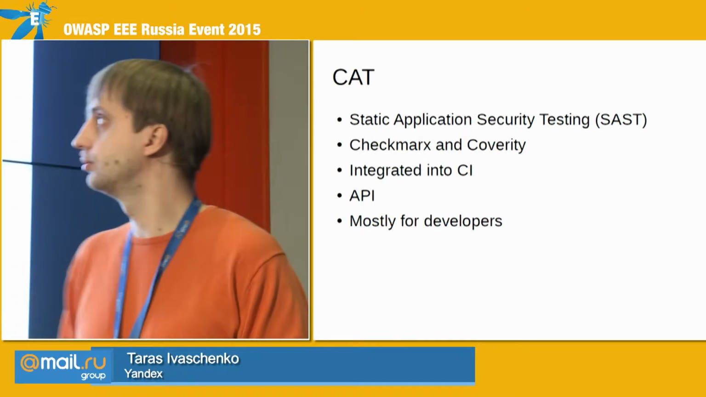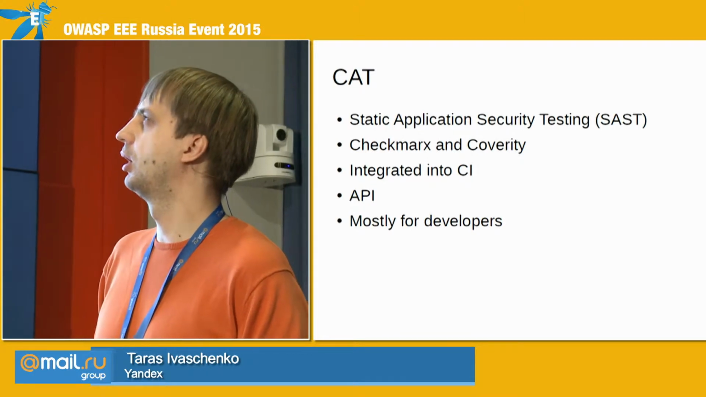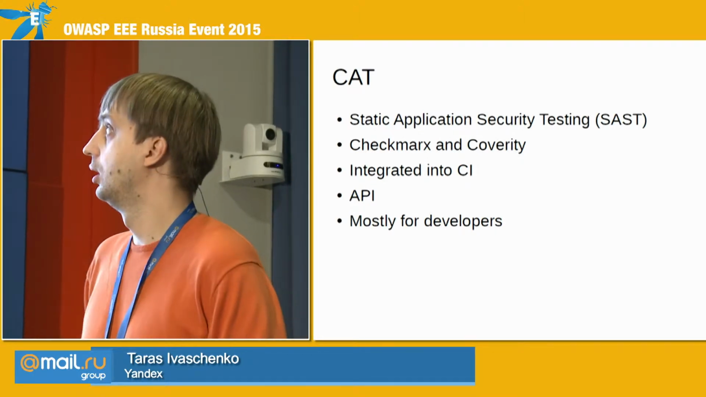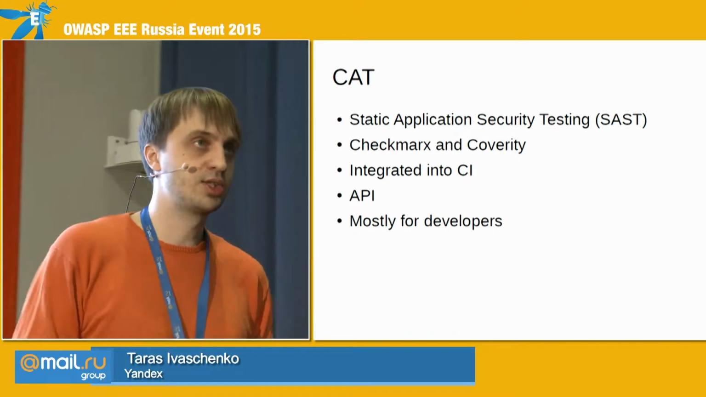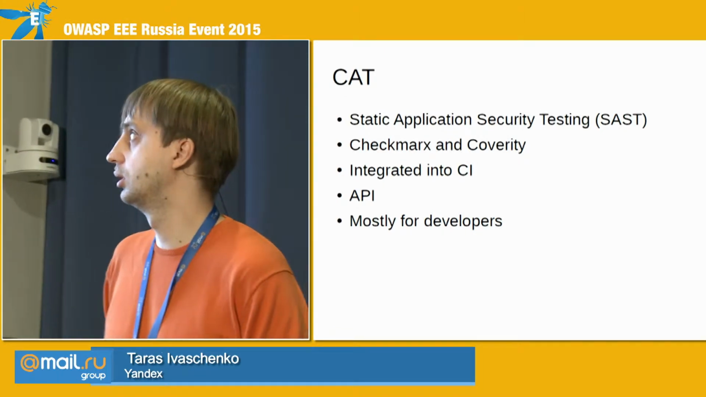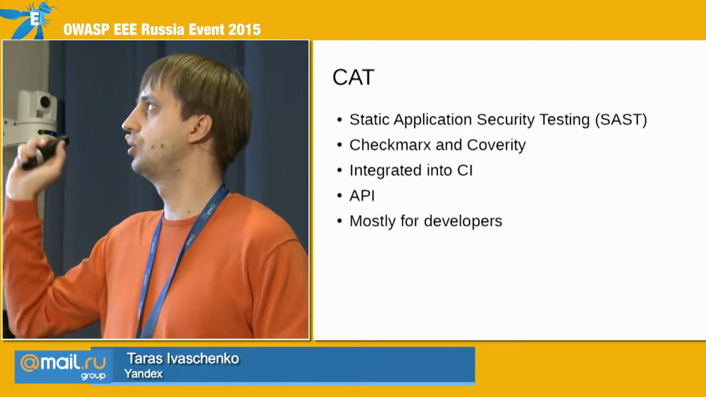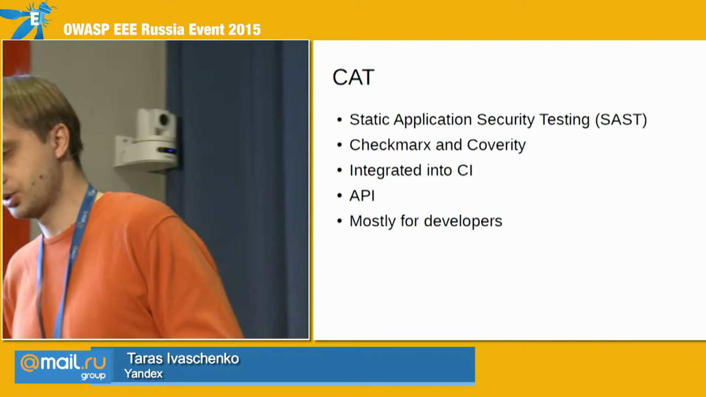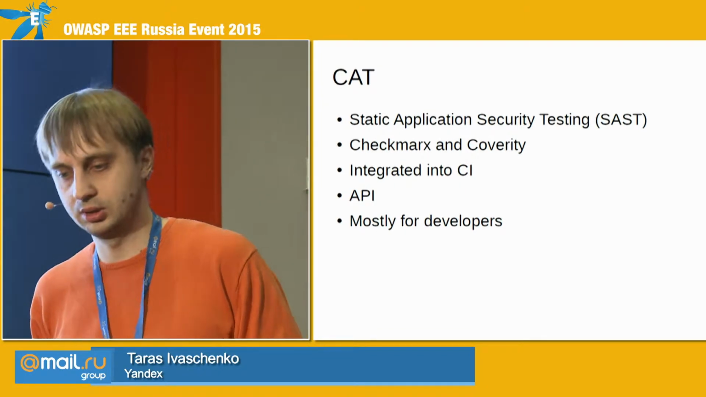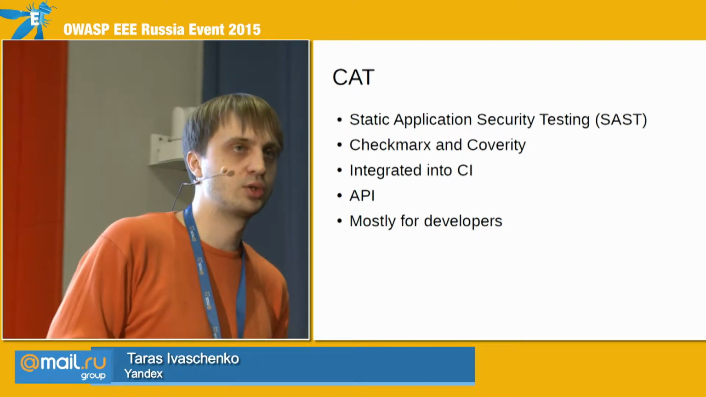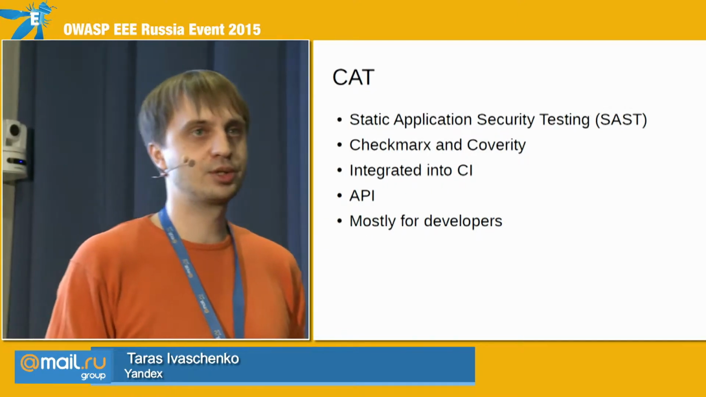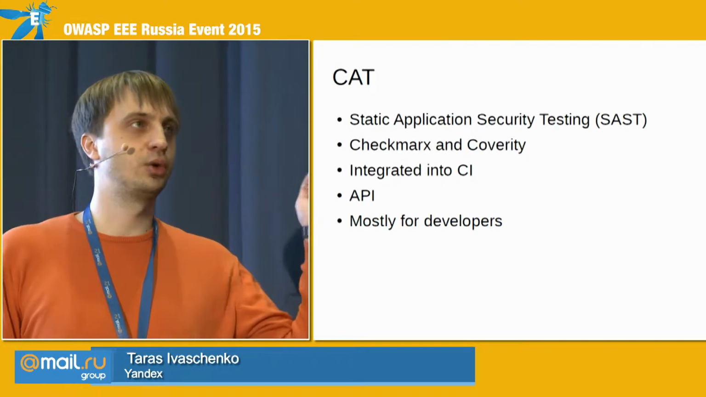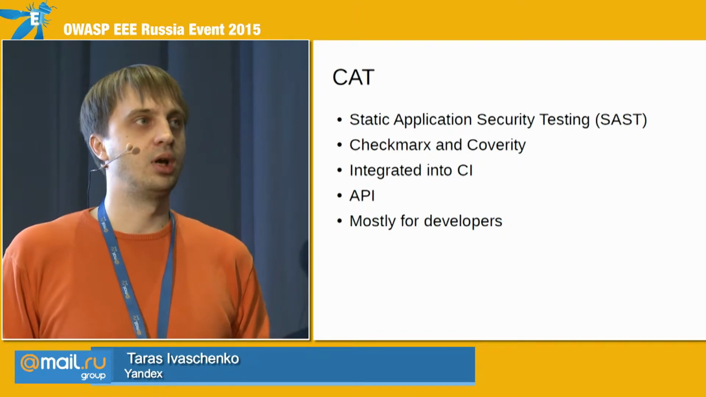CAT is a code analysis tool. So it's a SAST, static application security testing tool. It uses popular static code analysis tools like Checkmarx, which is here, and you can ask everything you want.